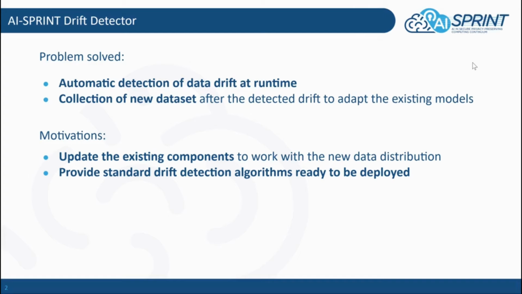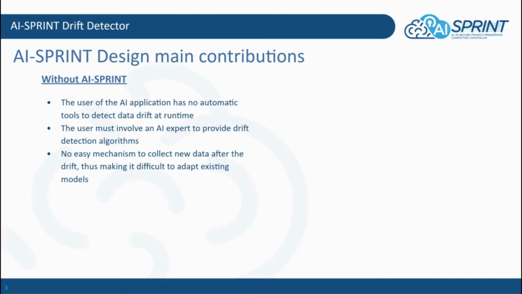The motivation is the need to update the existing components to work with the new data distribution and to provide standard drift detection algorithms ready to be deployed. Without AI Sprint, the user of the AI application has no automatic ways to detect data drift at runtime. An AI expert must be involved to provide specific drift detection algorithms, and there are no mechanisms to collect new data after the drift is detected, thus making it difficult to adapt existing models.